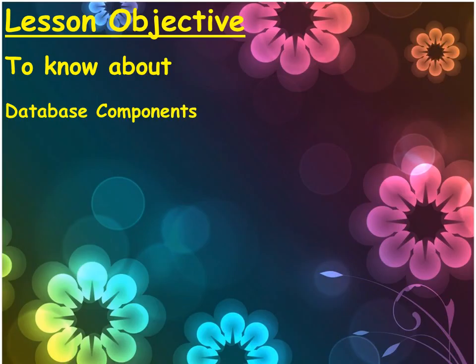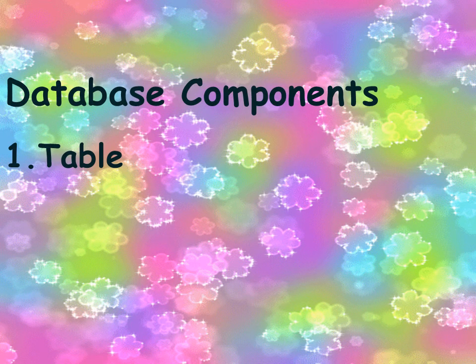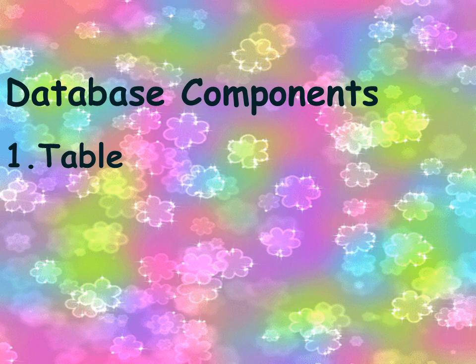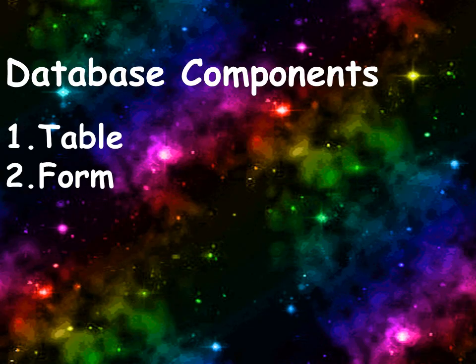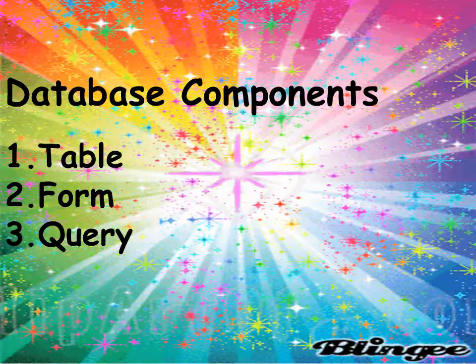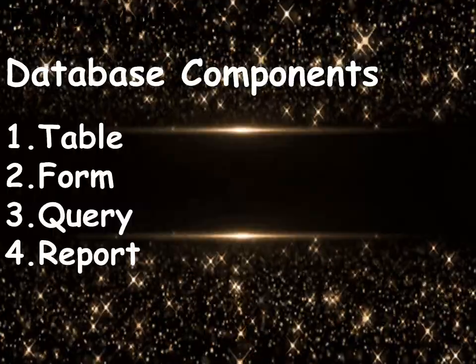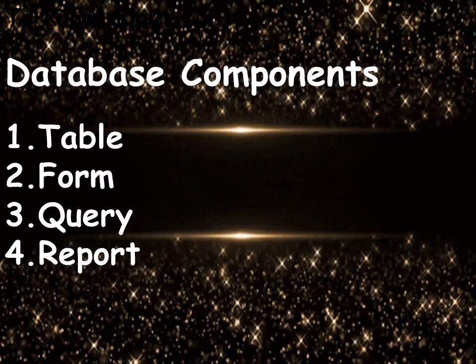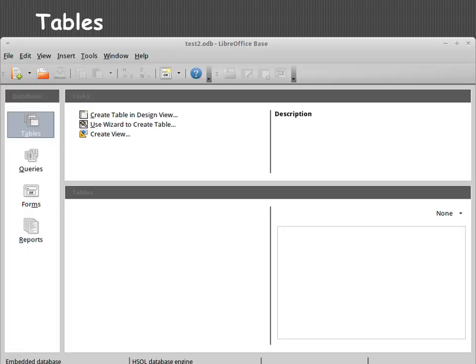In today's tutorial we will learn about database components. There are basically four different components of a database. The first component is table. The second component we have is form. The third component is query. And the fourth component is report.